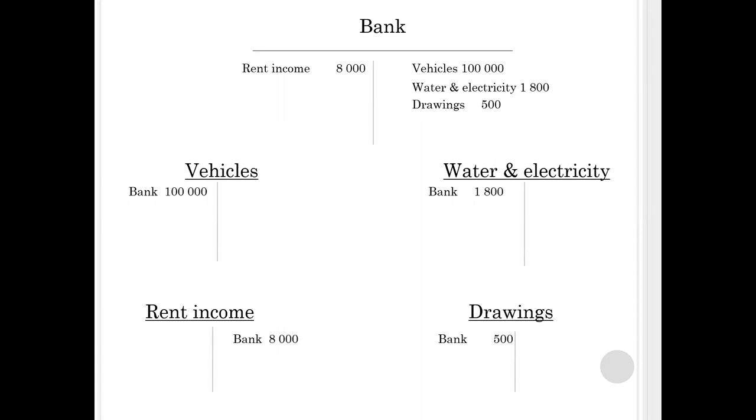And then with drawings, we have debited it. The double entry principle is saying for every debit, there's a credit. So what must you do with bank now? On the credit side, you write the friend's name, drawings, 500 rand. Right, Sandra, well done. I see you said you've got everything correct.